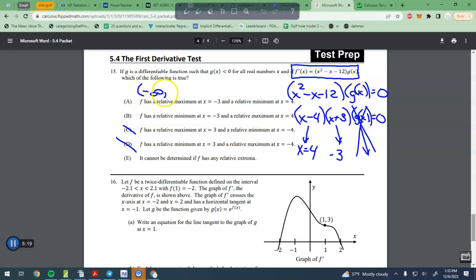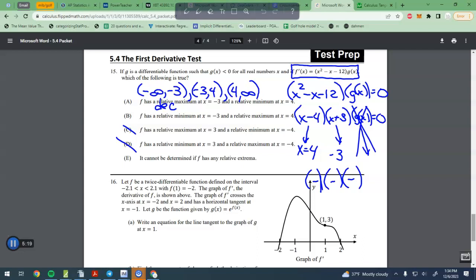So I'm going to go negative infinity to negative 3, negative 3 to 4, 4 to infinity. Pick a representative point. Let's say I pick negative 5. So I have to plug negative 5 into this. Plug negative 5 in there, positive or negative? Negative. What's g of x always in this problem? Negative. So negative times negative times negative is negative. So the original is decreasing there.